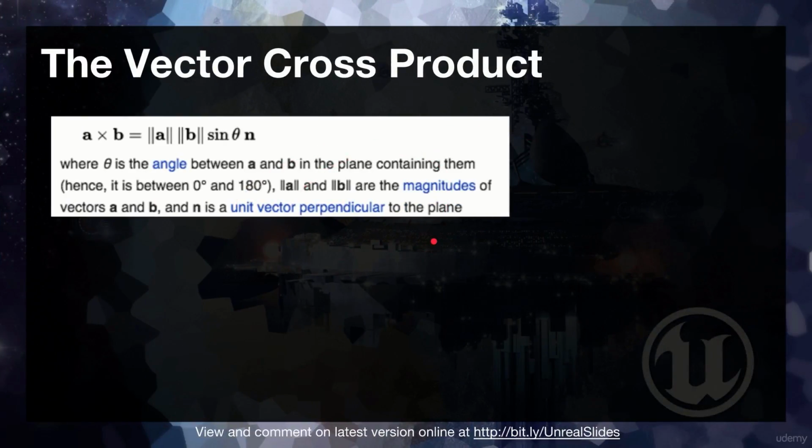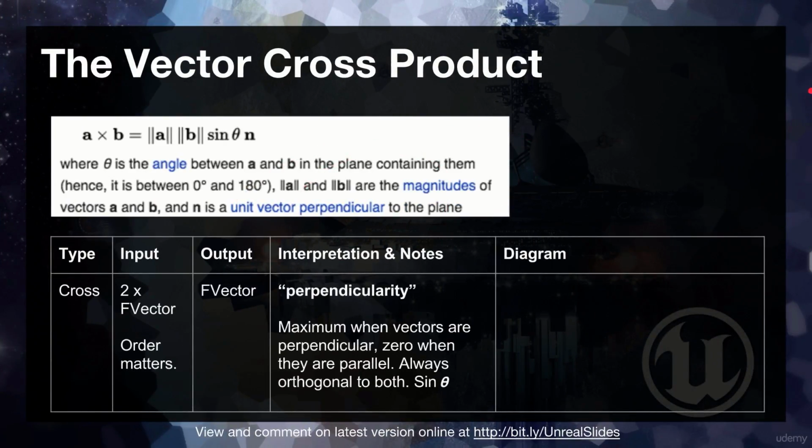So it is directional. Let's look at a table a bit like we had before. It takes two F vectors on the input, but the order of them matters now. The order that you cross these things in actually does matter. If you swap A and B around, then the direction of N swaps. The output's an F vector this time. Previously, we had a float. What does it do? It kind of measures perpendicularity. It tells you how perpendicular these are. You get a maximum vector out of this when the two things are at right angles, and a minimum vector when they're parallel. So that's perfect.